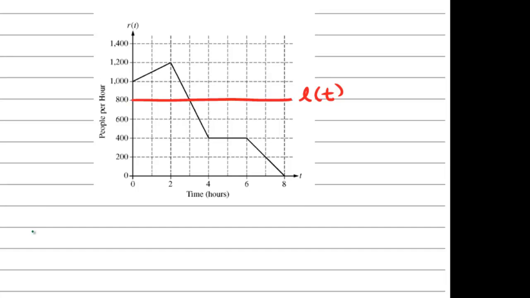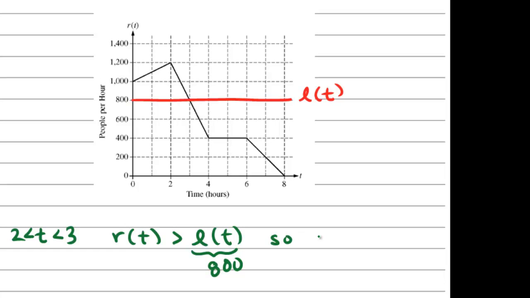So now, if I'm trying to determine between time 2 and 3 whether or not the line was increasing in length, then I want to look to see if the rate at which people are arriving in line is greater or less than the number of people that are leaving the line. So, between 2 and 3 hours, the rate at which people are arriving in line is greater than 800, as you can see from our graph, that black line is above the red line.